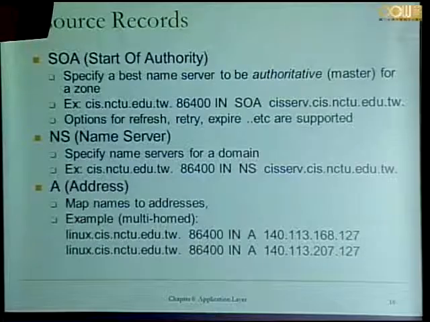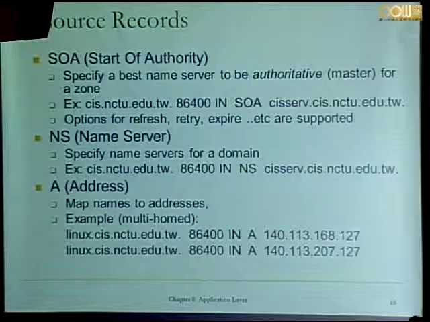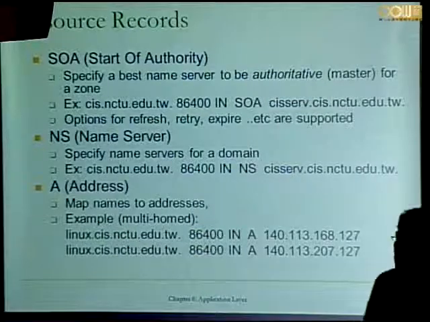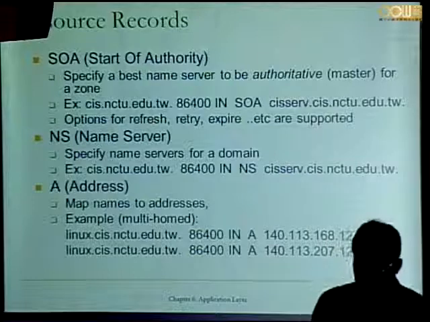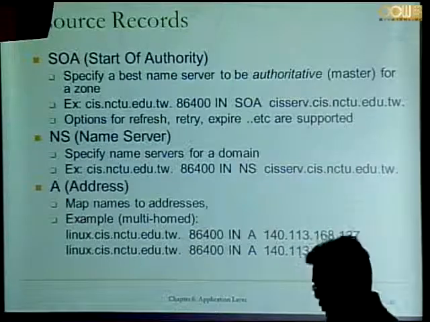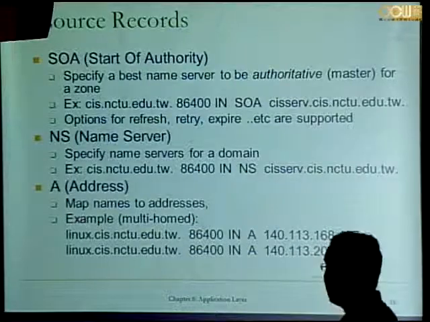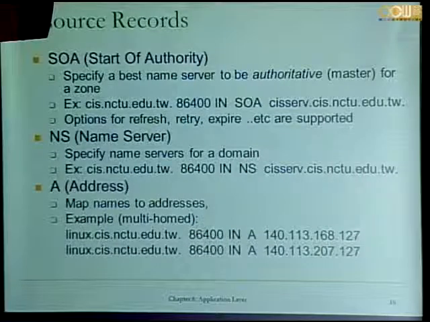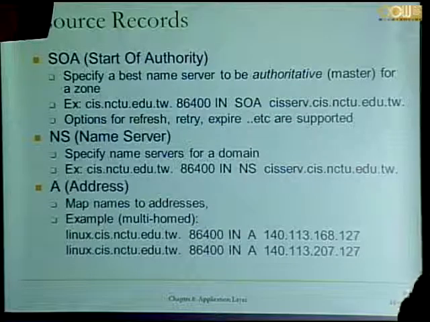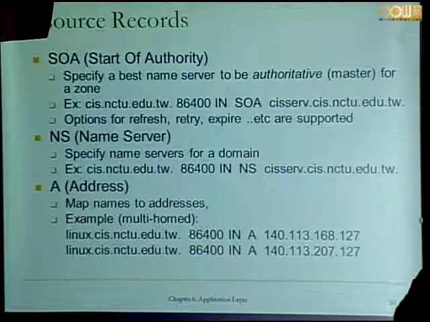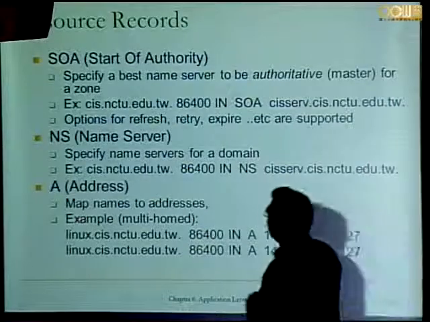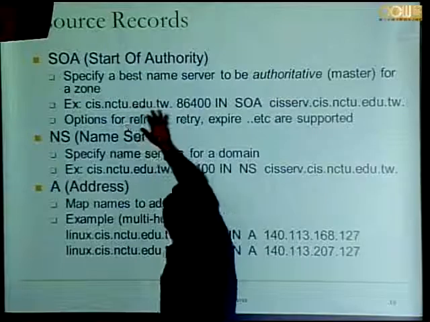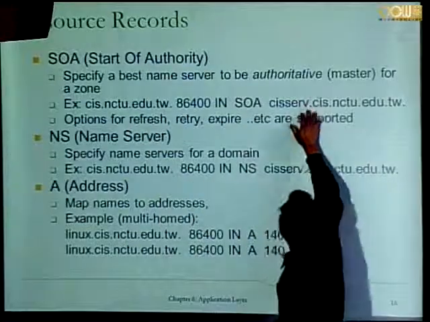Okay, let's look at this first. The resource record. Within each zone data file, there are resource records, and in total there could be 6 types. One is SOA, start of authority. It describes who the name server is for that particular domain.